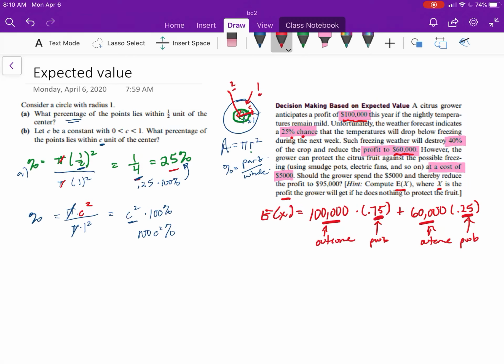So multiplying that out, 75% of 100,000 is 75,000. And then a fourth of 60,000 is 15,000. So we get $90,000 as the expected outcome if he does nothing. That's important to note there. If we do nothing, we expect $90,000 profit. No measures were taken.